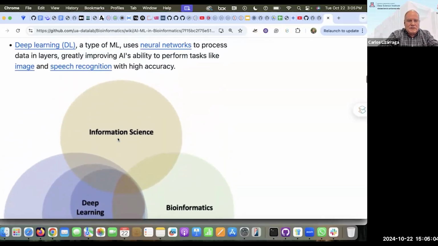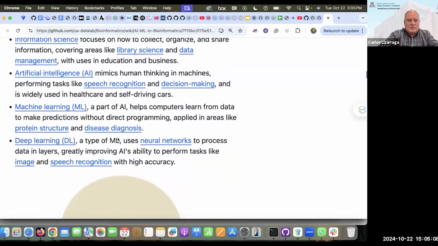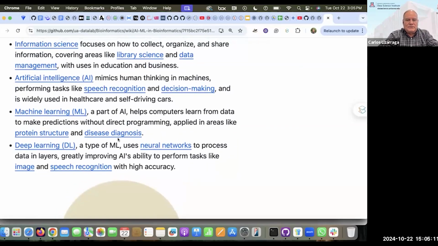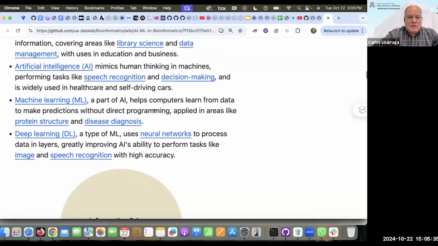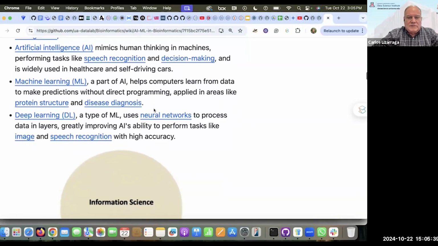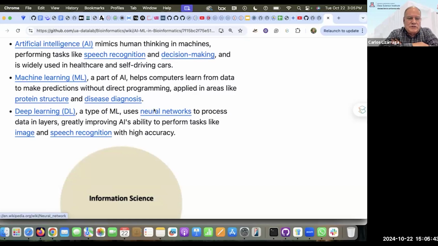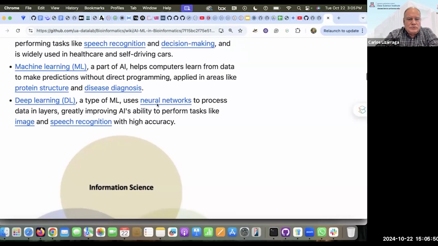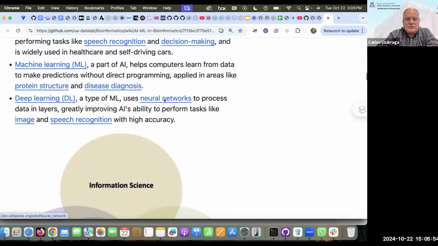Okay, and we know, for example, all about AI. AI, well, is used, for example, for doing speech recognition, decision making, self-driving cars, and also it's applied in healthcare, for example, trying to automate some specific image detection algorithms that classify different images. And in machine learning, for example, we can try things like studying protein structures or do disease diagnosis using specific algorithms. And then when we're doing deep learning, then we will involve special algorithms that are called neural networks to process different data.